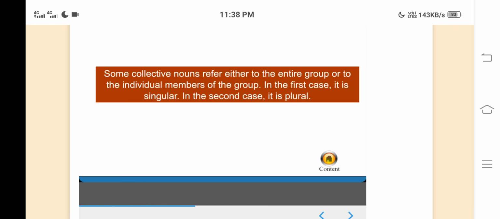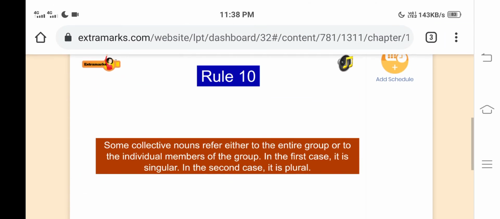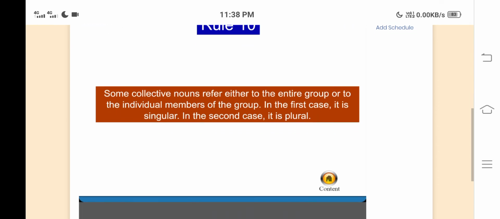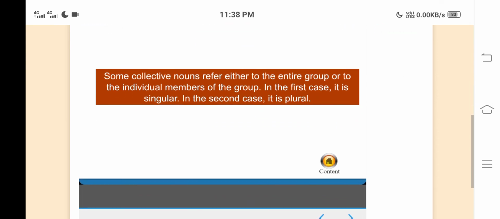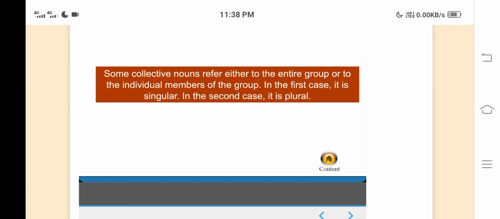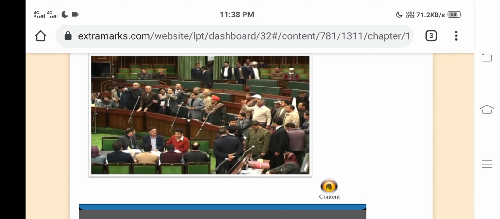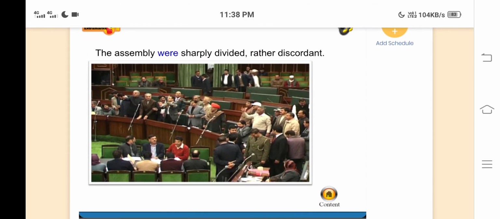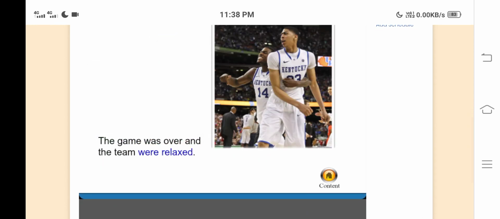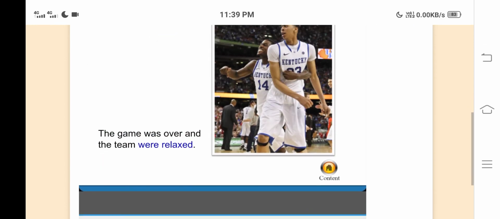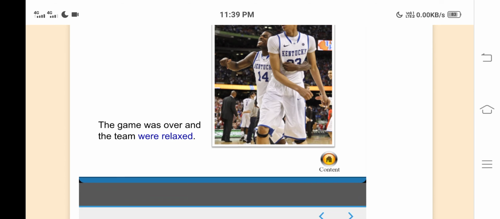Rule 10. Some collective nouns refer either to the entire group or to the individual members of the group. In the first case, it is singular. In the second case, it is plural. In the sentences, the assembly was sharply divided, rather discordant, and the game was over and the teams were relaxed. Assembly and team refer to individual members and not to the entire group. Therefore, they are used plural.